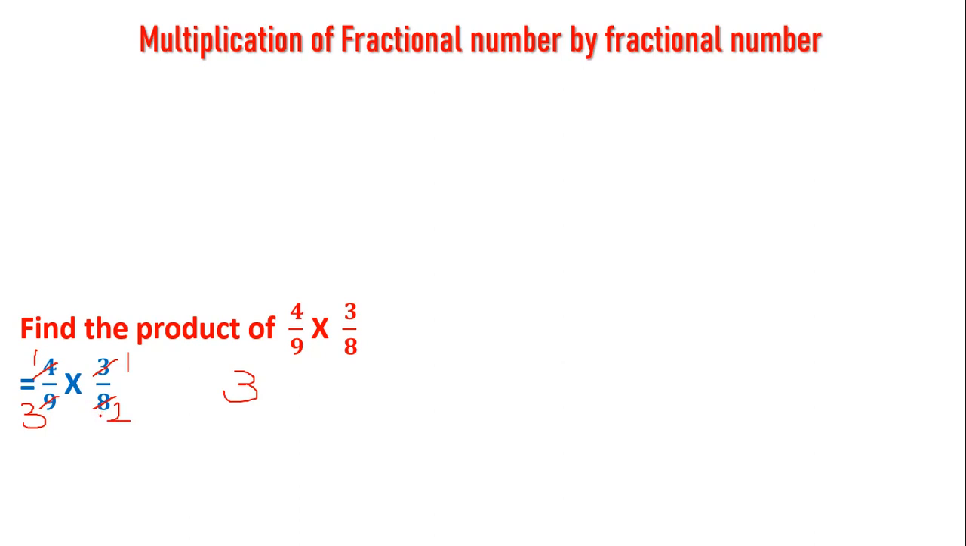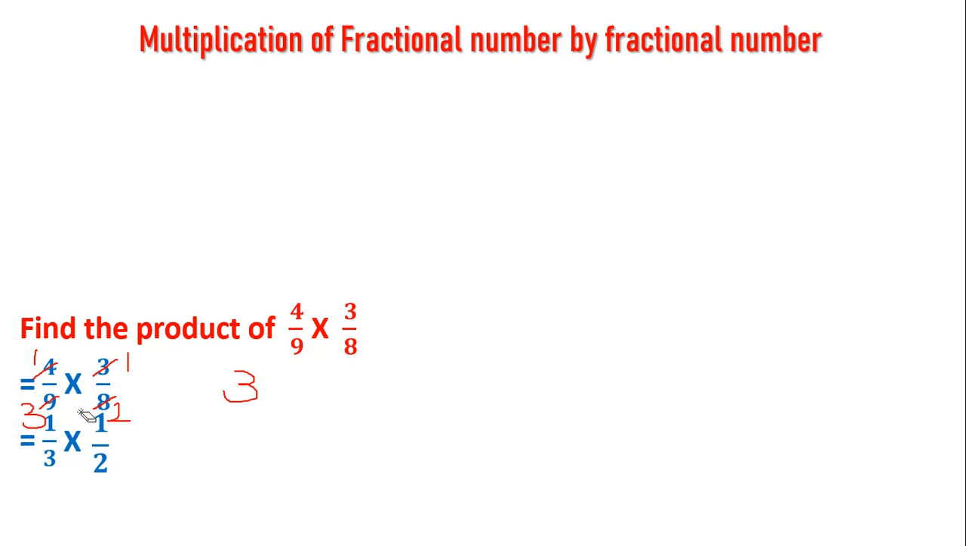After this, I will write the fractions. In the first fraction, I left 1 in the numerator and 3 in the denominator. So I get the fraction as 1 by 3. There is a multiplication sign, so I wrote the multiplication sign. In the second fraction, I left 1 in the numerator and 2 in the denominator. So I am writing 1 by 2.